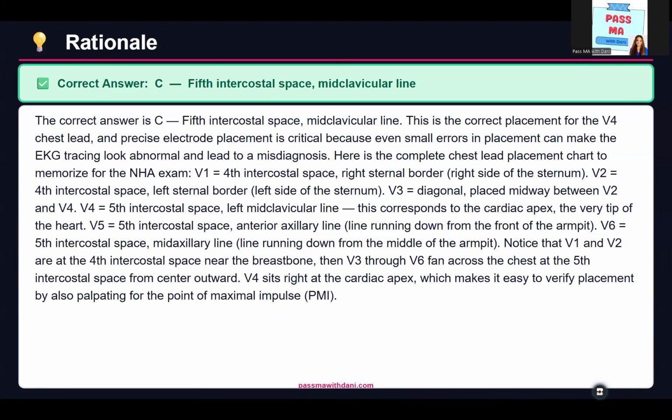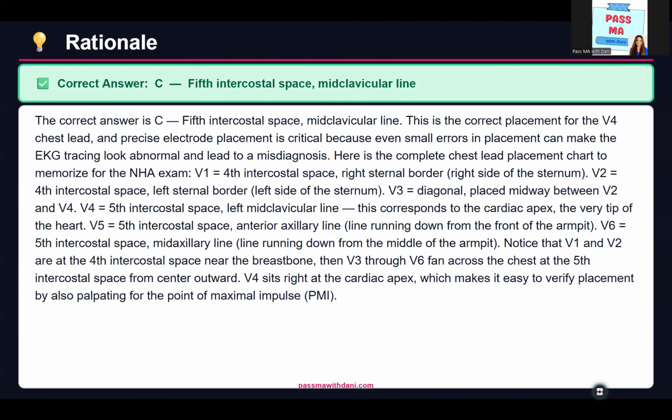Okay. Precise electrode placement is so important because even small errors in the placement can make the EKG look abnormal and it can lead to a misdiagnosis. When you think of an EKG, I want us to start off by this. I want everybody to make a loose fist. I know I can't see you guys, but make a loose fist. Your heart is basically the size of a loose fist.